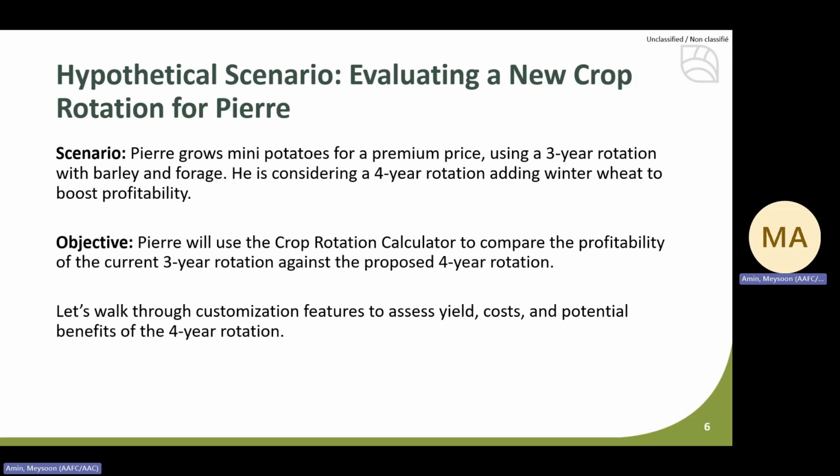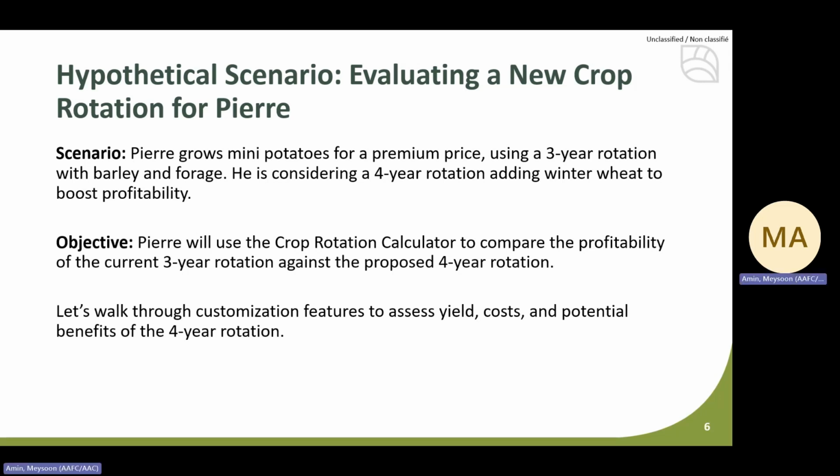This niche market results in lower yields but higher prices per kilogram compared to other farmers producing medium and large-sized potatoes. Pierre currently follows a 3-year crop rotation of mini potatoes, barley, and forage. He is now considering switching to a 4-year crop rotation that includes mini potatoes, winter wheat, barley, and forage.